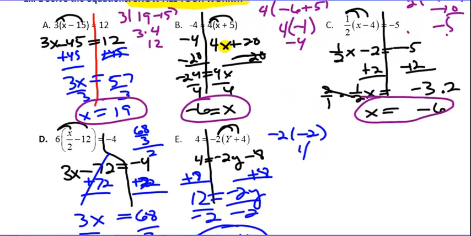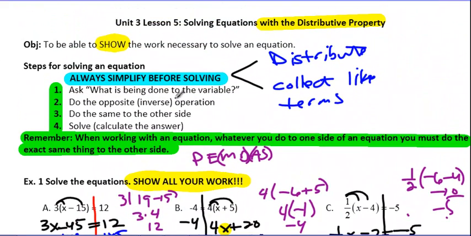Quick assignment today. The big thing to keep in mind is this first step now is going to be new, and we're going to work on this for a few days here. We want to be able to distribute or collect like terms before solving. We call that simplifying before solving.